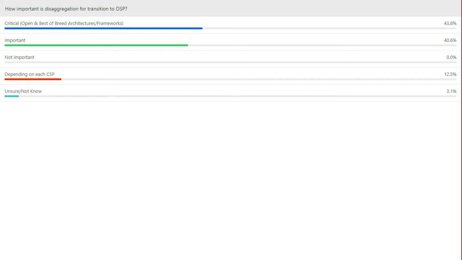Well, it's something that doesn't surprise me. More than 80% of the people are considering it important or critical. And 90% is including the depends on each CSP. So, in some way, some people will consider within this 12.5% that it is important depending on each CSP. And some people are unsure or don't know. But nobody says it's not important. It's not surprising to me because personally I think that it is a key part of this journey to become a DSP and be able to offer the services and products that our customers are demanding in the time and in the way they expect.